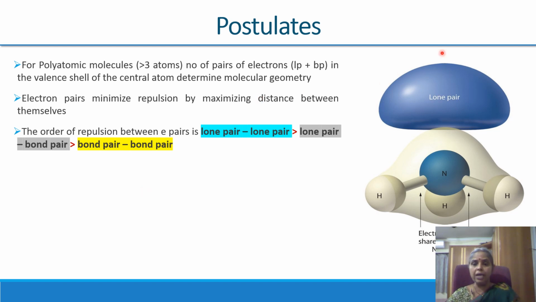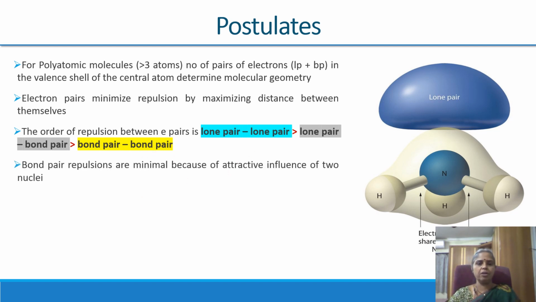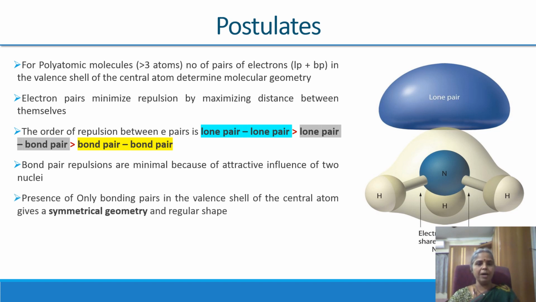This is followed by lone pair bond pair repulsion. This is lone pair, this is bond pair, lone pair bond pair repulsion, and minimum repulsion is between bond pairs. Why? Because bond pairs are under the attractive influence of 2 nuclei. Repulsion will be minimum between the bonding pairs of electrons. Bond pair repulsions are minimal. Then presence of only bonding pairs will impart regular geometry, symmetrical geometry, regular shape. If the central atom is having only bond pairs, it will give a regular shape or a symmetrical geometry to the particular molecule.